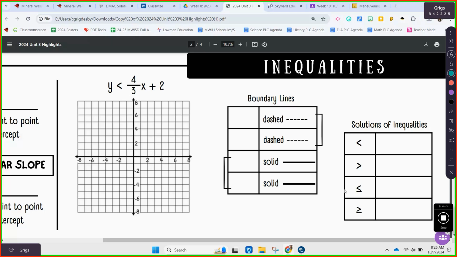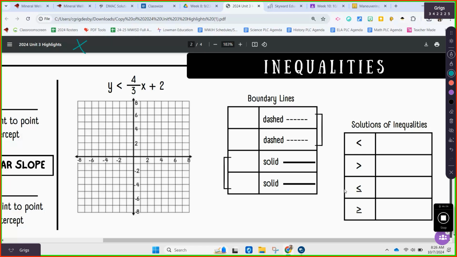Inequalities, we would graph our slope-intercept and our standard form the same, or a point slope. We're going to graph it as we usually have. But when we see an inequality symbol, that's going to change a few things. So with inequalities, we're shading our solution set.